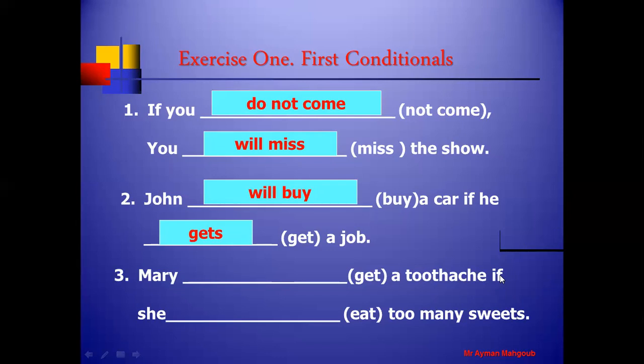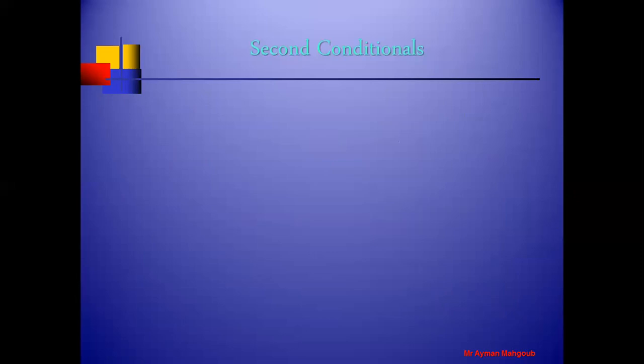Mary will get a toothache if she eats. Great. Will get if eats. Perfect. The second conditional. Thank you, Rawan, Farah, and all of you. Thank you. The second conditional, and who else? And Selma. Okay, thank you. The second conditional.